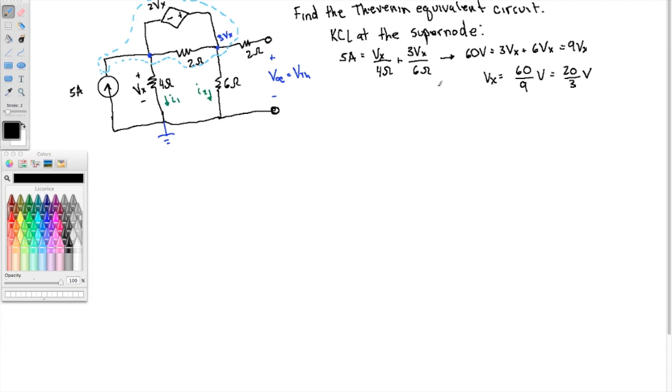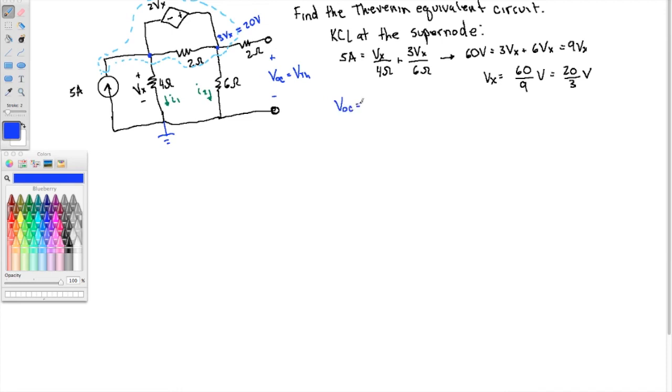Vx is the voltage here with respect to here. The voltage here is 3Vx, so this voltage is 20 volts then. 3Vx is 20 volts with respect to down here. No current through this resistor, the 2 ohm, so no voltage drop. That means the voltage that we're looking for, VOC, is also 20 volts.